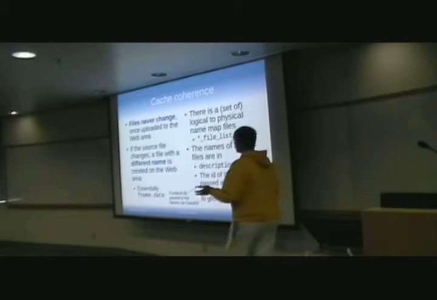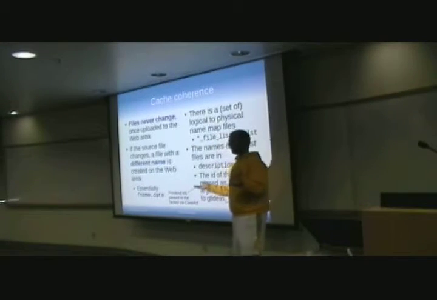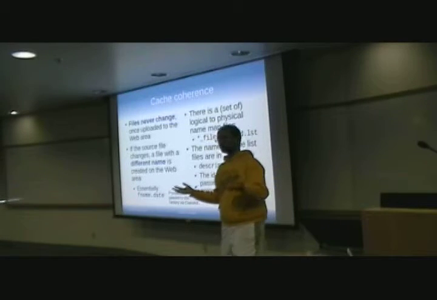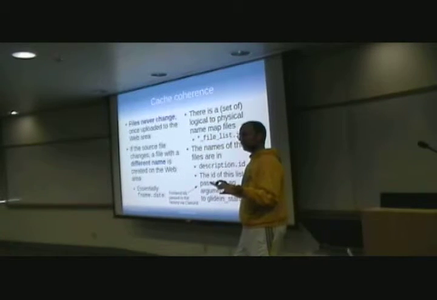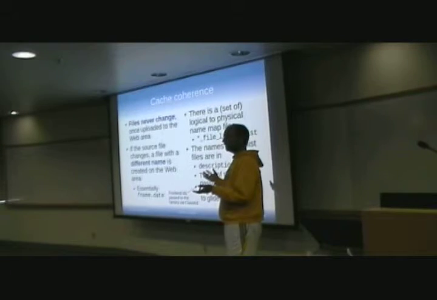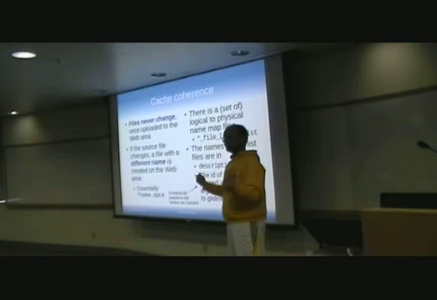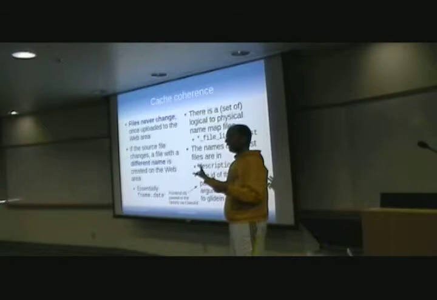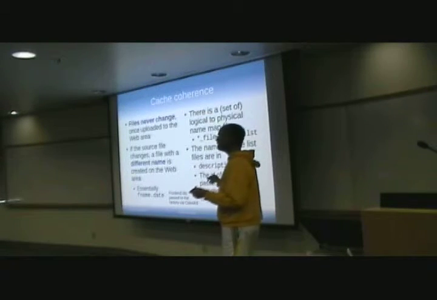So, cache coherence. You know that if you use any kind of caching, you want to make sure that new files don't get forgotten; you want some cache coherence. And in the glideins, this is done essentially in such a way that files never change. So once a file is put on the web area from the front end, it will never change. If you need to change anything in a file, you create a new file with a different name. So you're guaranteed that anything that has been cached in Squid is valid essentially forever, and you don't have to worry about that.